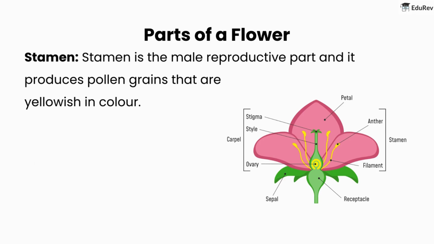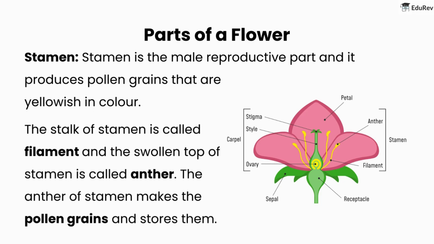Stamen. Stamen is the male reproductive part and it produces pollen grains that are yellowish in color. The stalk of the stamen is called filament and the swollen top of the stamen is called anther. The anther of the stamen makes the pollen grains and stores them.